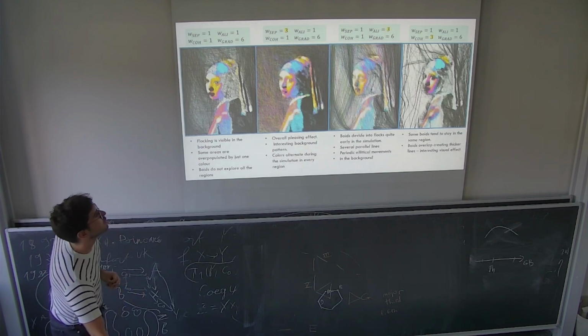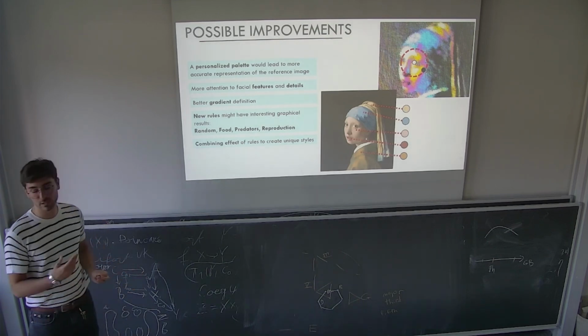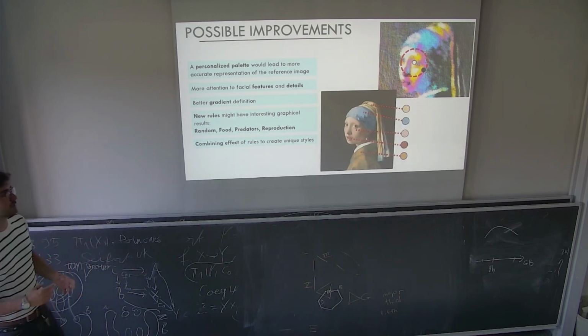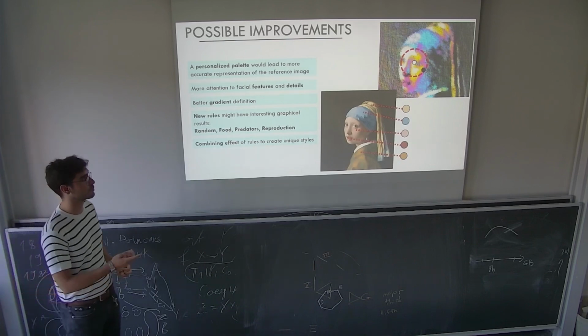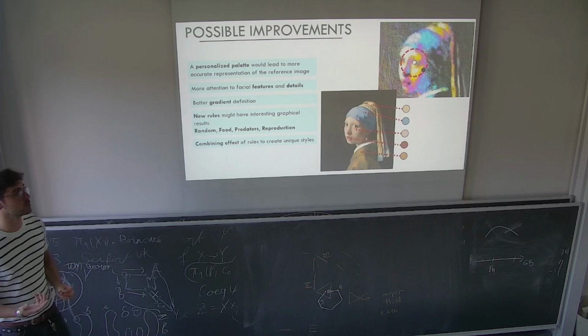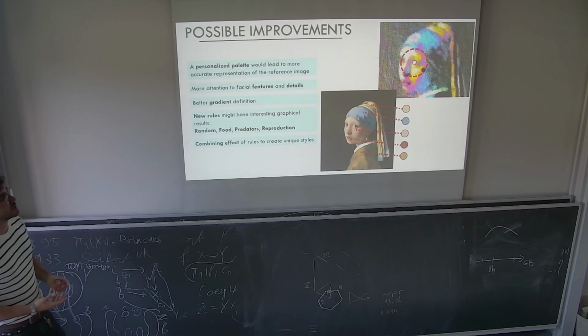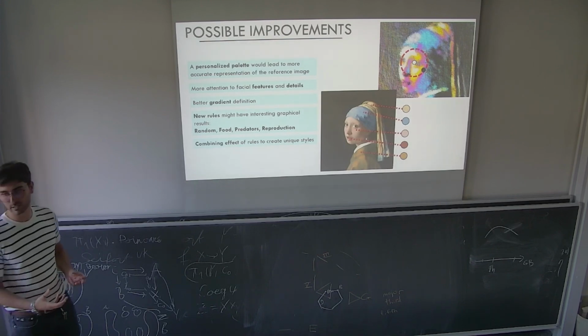Okay, so basically possible improvements are just using a personalized palette, so playing with the different areas of the image, but also paying more attention to facial features and details. For instance, as you can observe, in my best simulation, the eye is not really black, it's not really saturated at all. And this is because the face is an area in which white voids are more present than others.